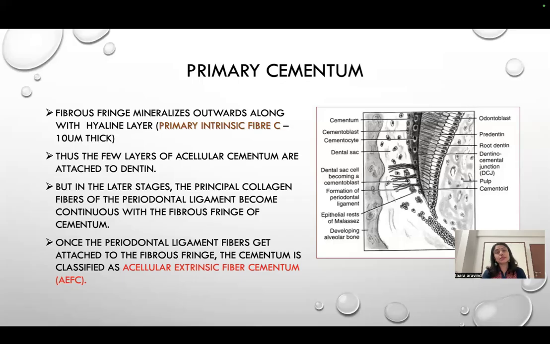The primary cementum doesn't have cementocytes, so it is acellular. When the primary cementum initially has only the intrinsic fibers, you call it primary intrinsic fiber cementum. And afterwards, in the later stages, these intrinsic fibers of the cementum get attached to the principal fibers of the periodontal ligament. In that case, the fibrous fringe gets attached to the extrinsic fibers secreted by the fibroblasts of the periodontal ligament. At this stage, you call the cementum acellular extrinsic fiber cementum.